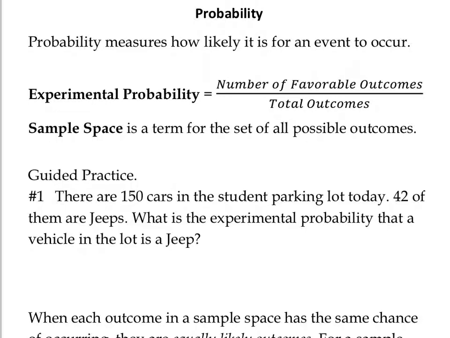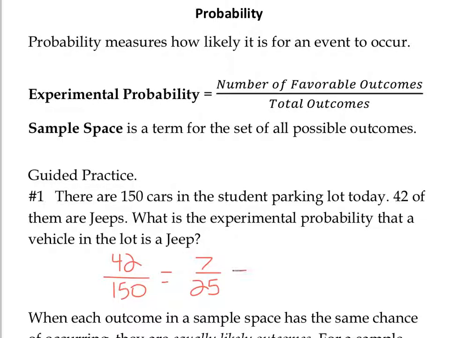So we're going to take our favorable outcomes. That's the number of Jeeps. Jeeps are, in this case, our favorable outcomes. Out of our sample space, our total outcomes are 150 total cars. So we could reduce that to 7 out of 25. So there's a 7 out of 25 chance that we would have a Jeep in the parking lot. 7 out of every 25 cars is a Jeep.